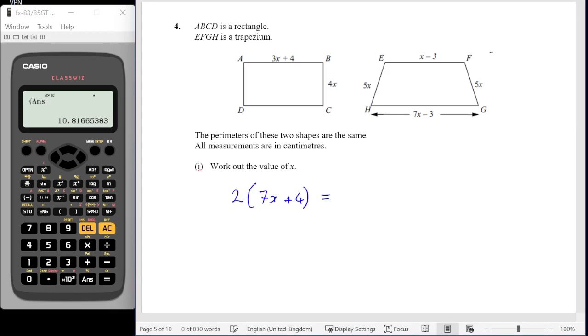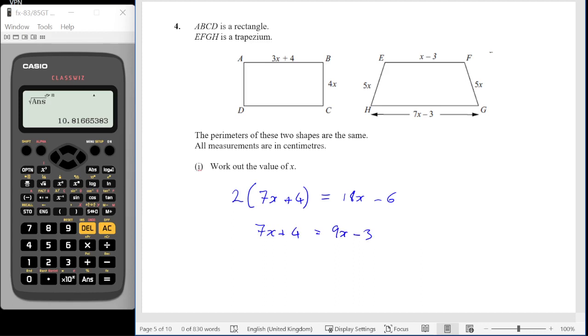And that's going to be equal to the perimeter of this one, which is going to be 10x plus 8x. So that's going to be 18x. And then minus 3, minus 3, minus 6. So I could multiply that bracket out, but these two numbers, 18 and 6, both have a 2 in common. So I'm actually going to divide through by 2 as my starting point, just to make things a little bit easier. So I'm going to say 7x plus 4 is equal to 9x minus 3. And then I'm going to take my x's over to this side and my number over to this side.